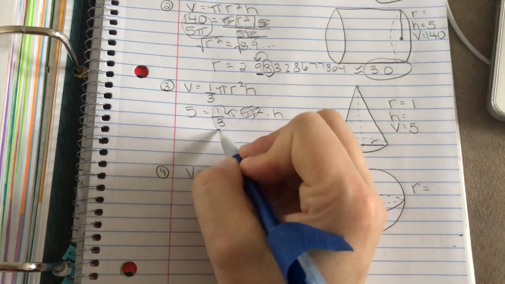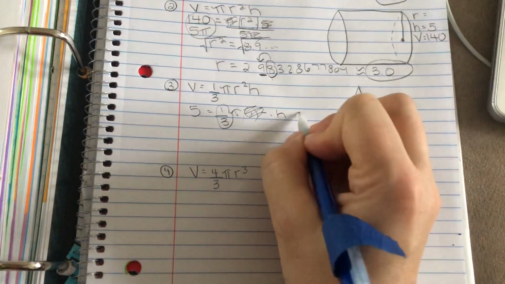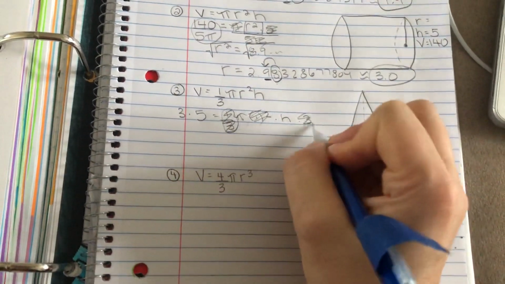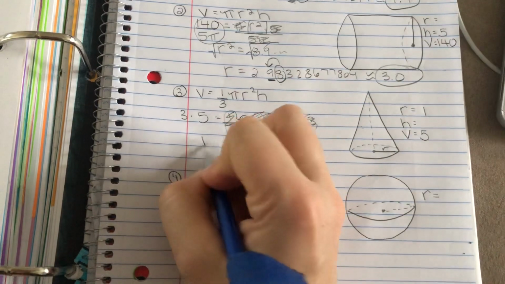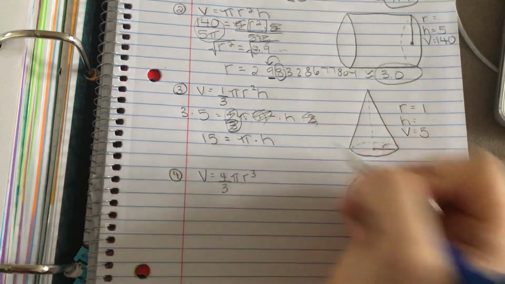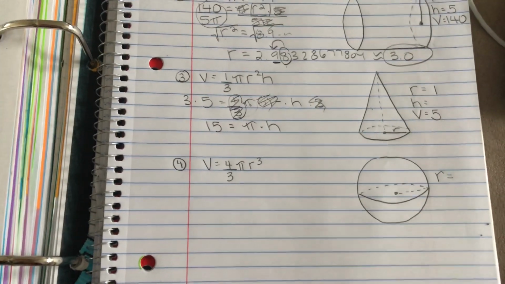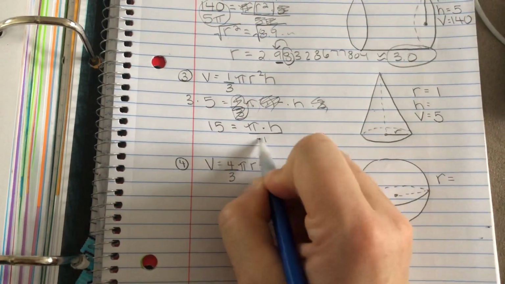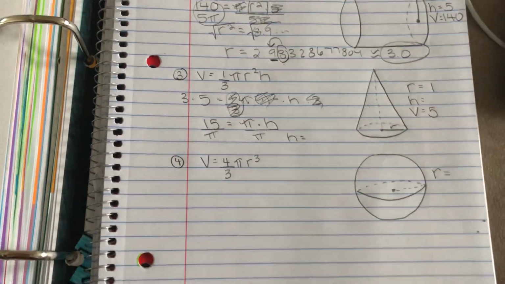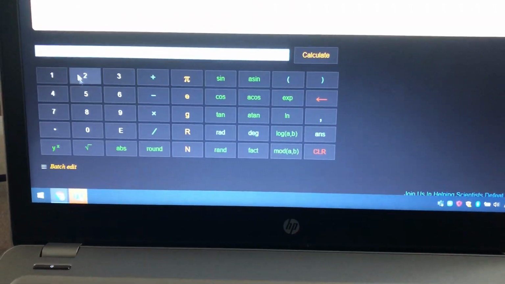Let's get rid of the fraction first. I'm going to multiply both sides of my equation by 3. That's going to get rid of this fraction. It's going to make it look a lot easier for us. So now I'm left with 15 equals pi times the height. So all I have left to do is divide by pi. So I'm going to go back into my calculator. And I'm going to do 15 divided by pi.